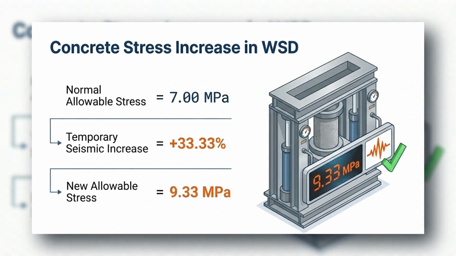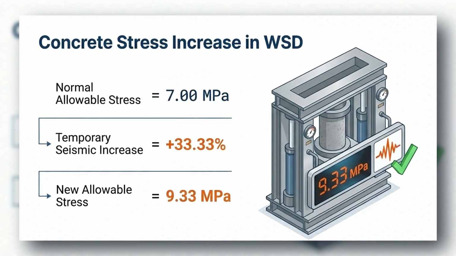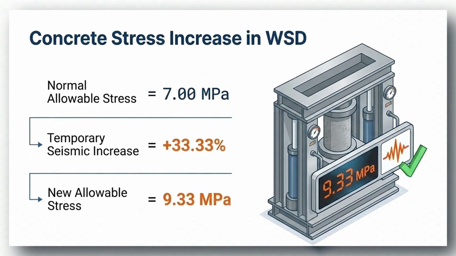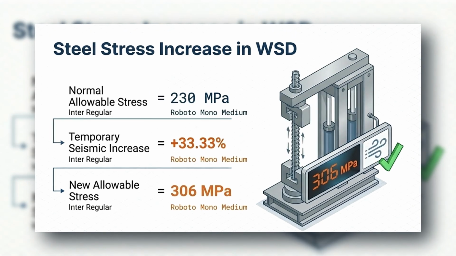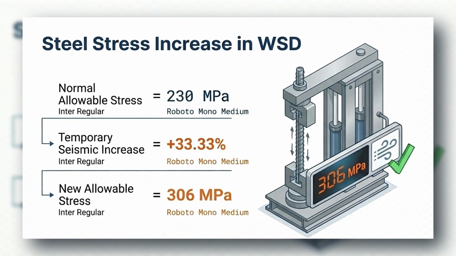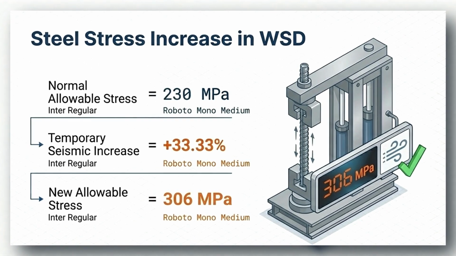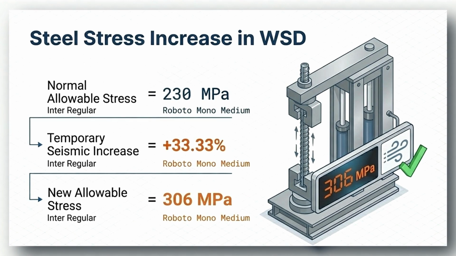Let's understand this through an example. Let's say the allowable concrete stress is 7 megapascal. So with the seismic increase, that will be 7 into 1.33, that will be 9.33 megapascal. In a similar manner for steel as well, if the allowable stress is, let's say, 230 megapascal, then during the wind or seismic load combination, it will be increased by 33%. Let's say 230 into 1.33, it will give you 306 megapascal. So members can resist extra lateral forces without making beams and columns excessively large.